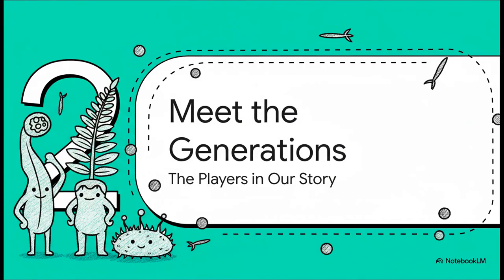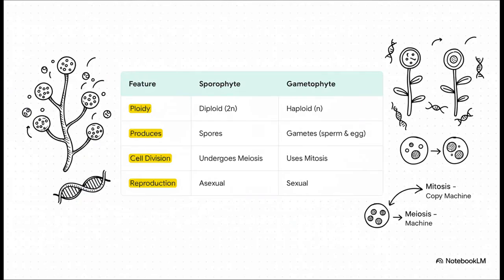Okay, so we've got the rules down. Now let's actually meet the stars of the show, the two different bodies, or generations, that are at the heart of this whole botanical drama. And here they are, our two main players. On one side, we have the sporophyte. This guy is diploid, 2N, and his job? It makes spores, and it does that using the having machine, meiosis.